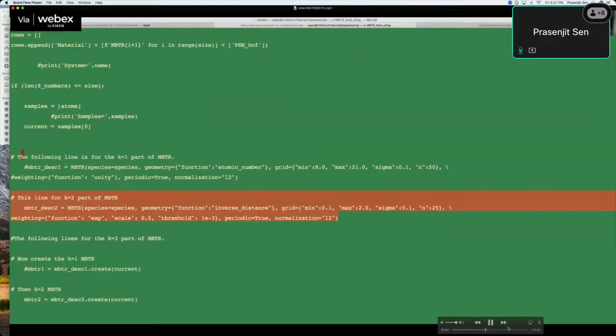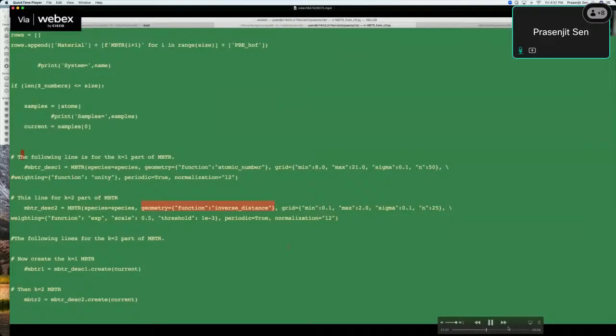So what do you have to specify? Species, that is, what are the different types of elements that you have in your materials? The same thing as we saw in case of sign matrix and ACSA. Then the next keyword is geometry, and function is inverse distance. So that is exactly what I told you, that G2s are taken as inverse distances.